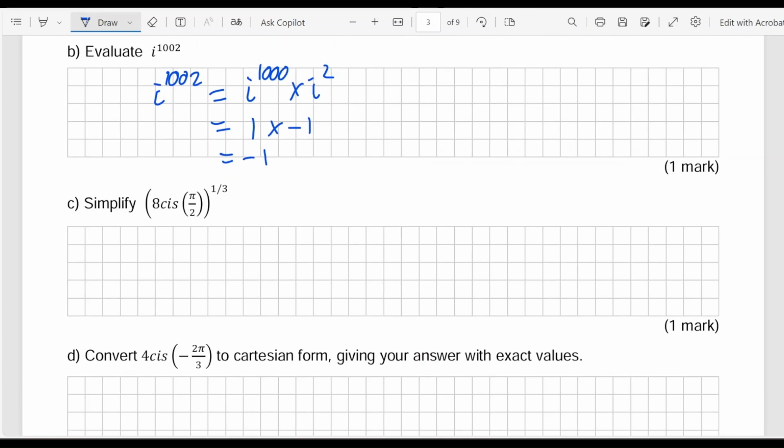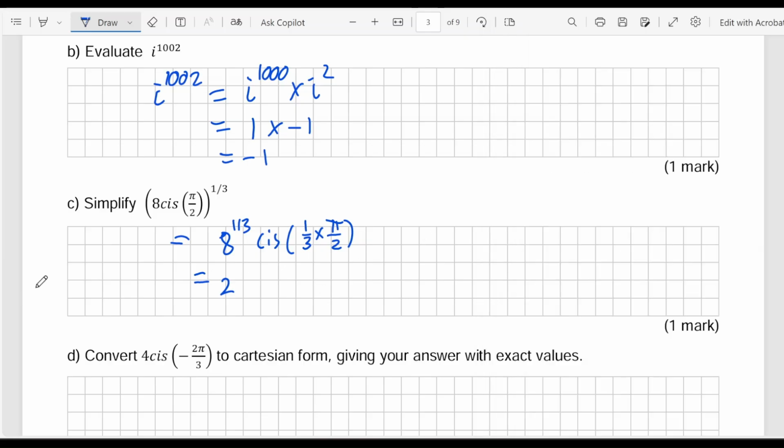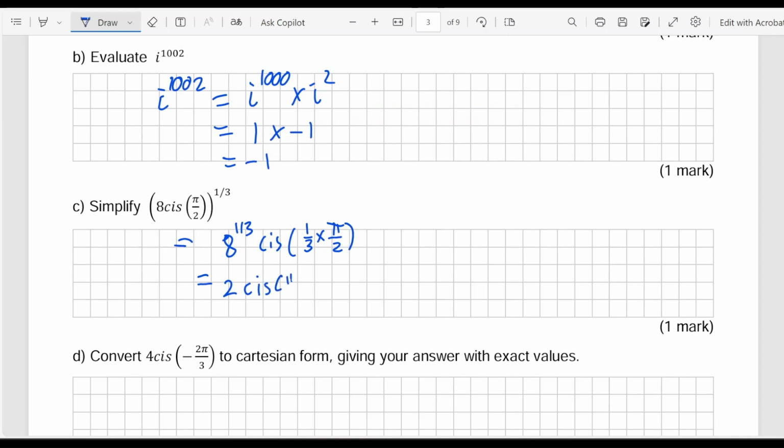So this thing here is going to be 8 to the power of a third, and you're going to do a third times the angle. So 8 to the power of a third is 2. If you're not sure, check it on your calculator. 8 to the power of a third, see what we get. It's 2. And then a third of pi over 2 is going to be, cool, so just like that.